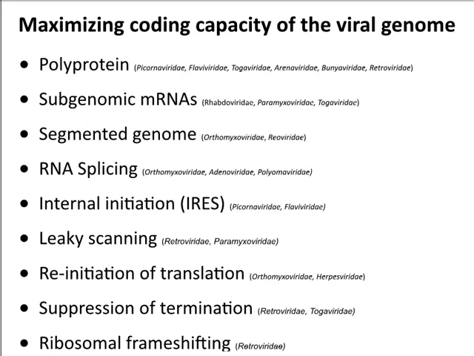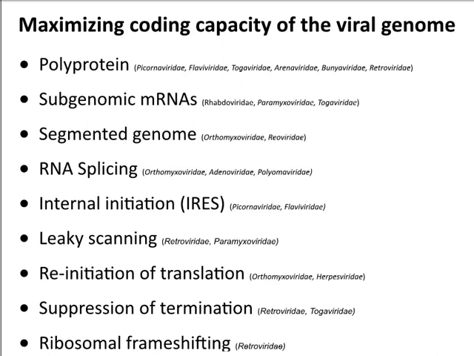You can have segmented genomes. So influenza and rotaviruses solve the problem by making genomes in pieces, so each piece can encode one protein. RNA splicing is another way. And then internal initiation, as you saw for that cricket paralysis virus, you can make two precursor proteins from a single mRNA.